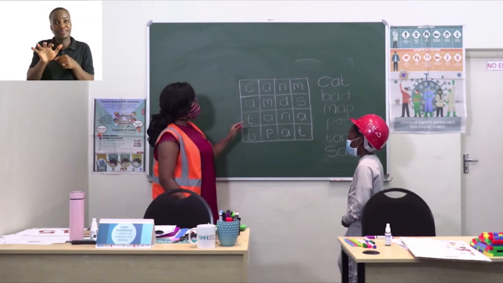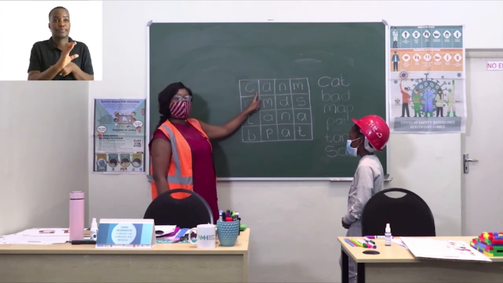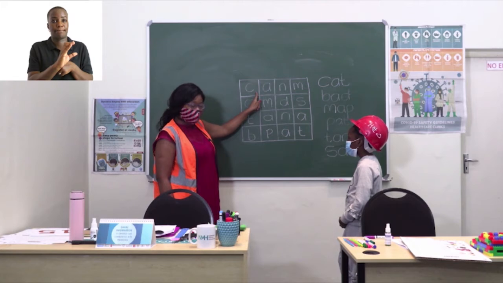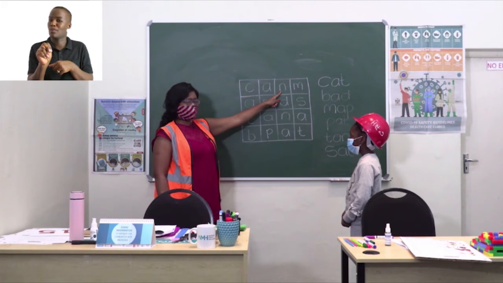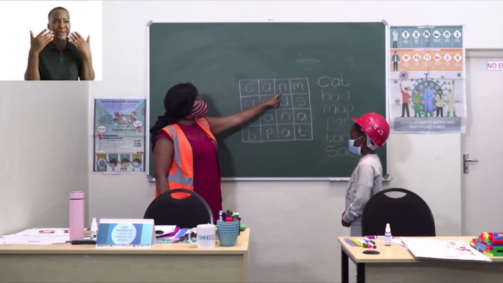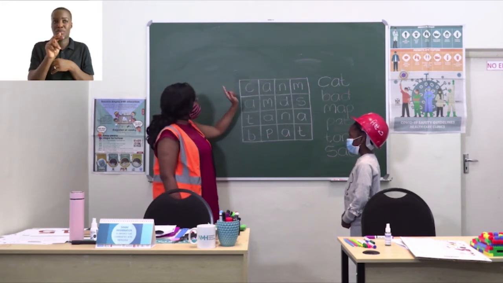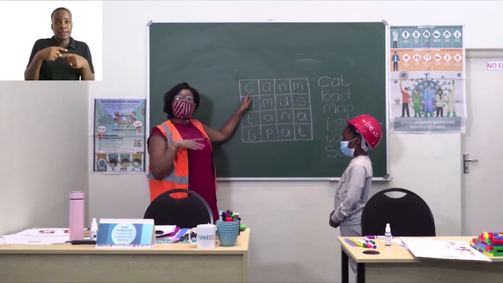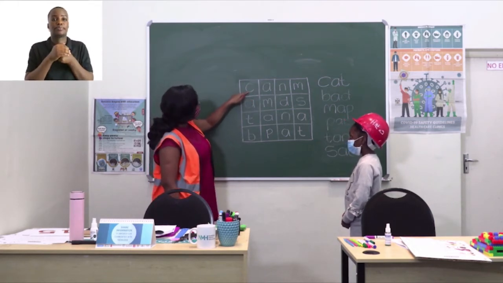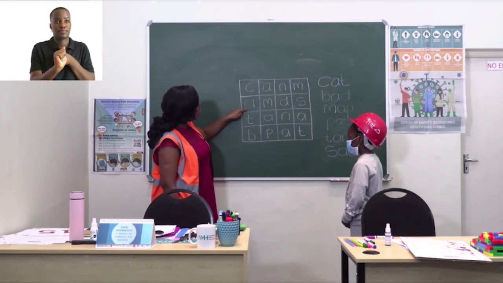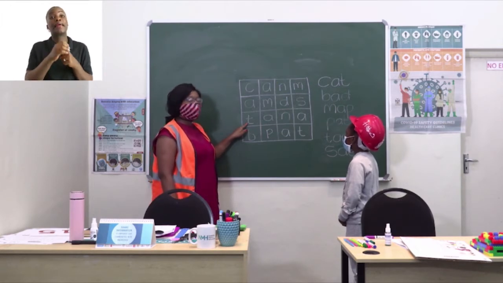Let's try. We are going to move this way. Let's start. Together. K, a, n. No, this doesn't sound right, because the sound we're looking for is t. So let's start again from our k and try a different direction. Let's go down. K, a, t. Yes, so this is our word cat.